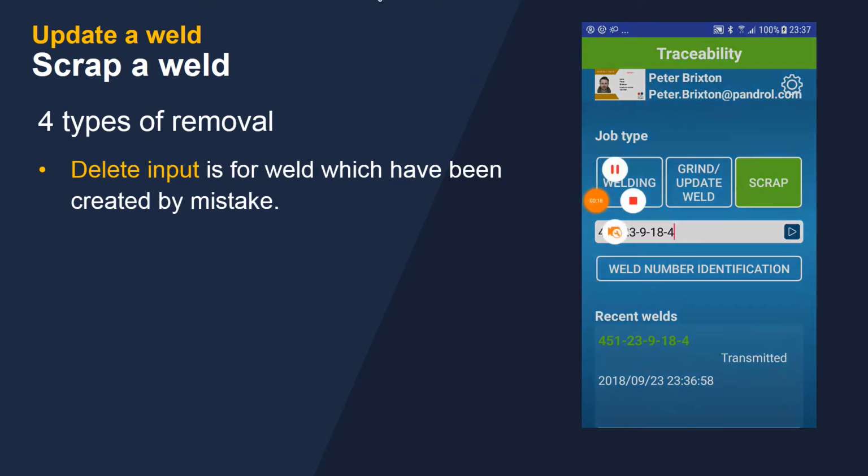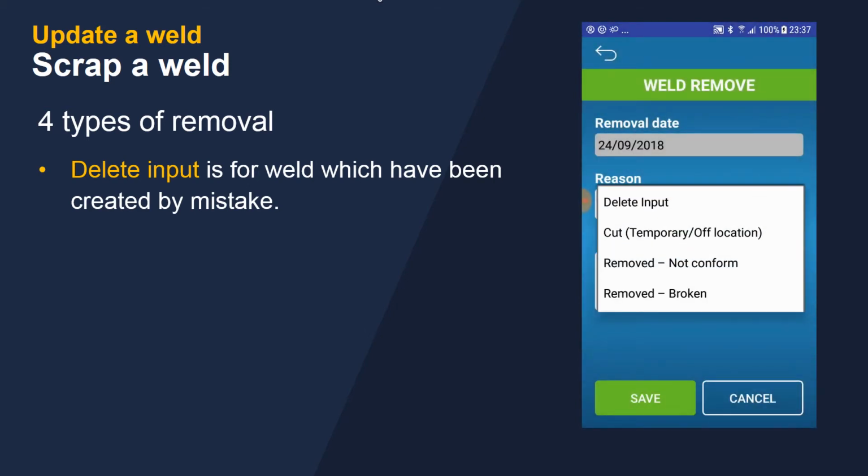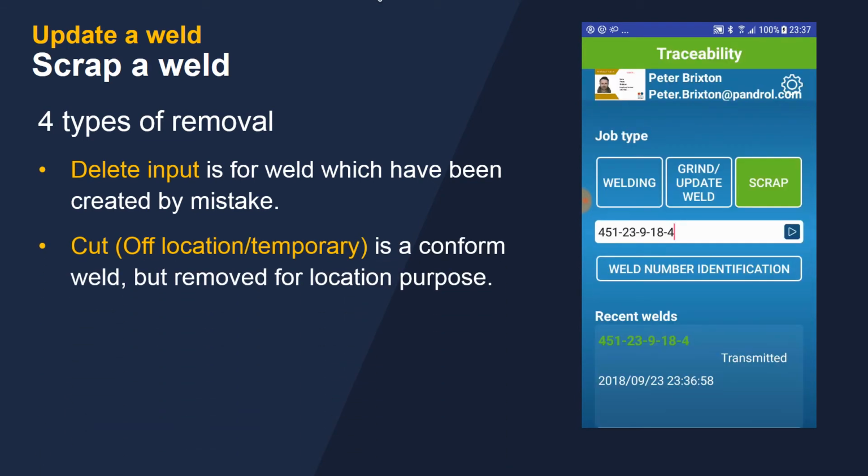The first reason is delete input. It has to be used when you made a mistake and recorded a false weld. Note that if you have not reached the visual inspection page, your weld is not uploaded and therefore does not need to be deleted. The second choice is cut, off location or temporary.